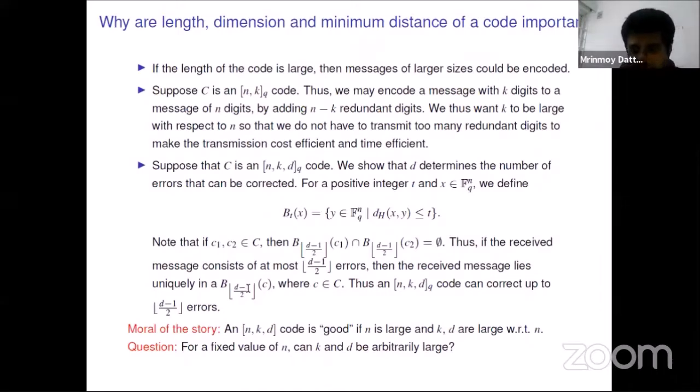So k being large with respect to n will save us time and money. And of course, if d is large with respect to n, then we can correct more and more errors. Now, one may ask that if I fix a value of n, then can we have k and d to be as large as we want? Of course, they have to be less than or equal to n, but then is it possible that both of them are equal to n minus 1, which will be the best case, I suppose?